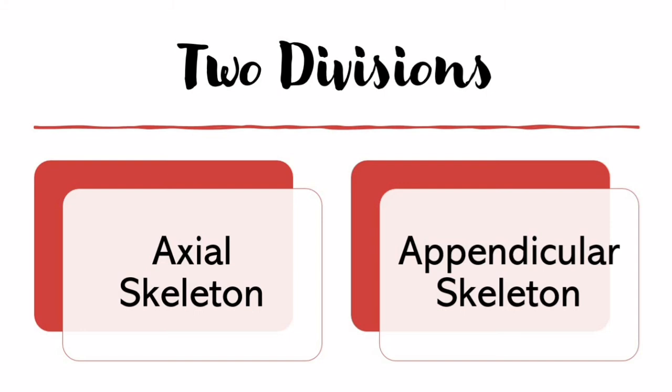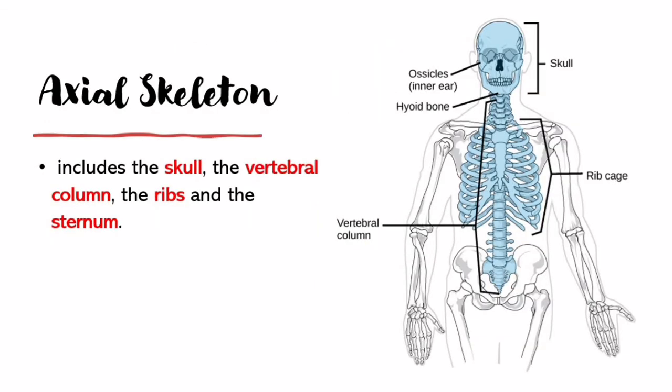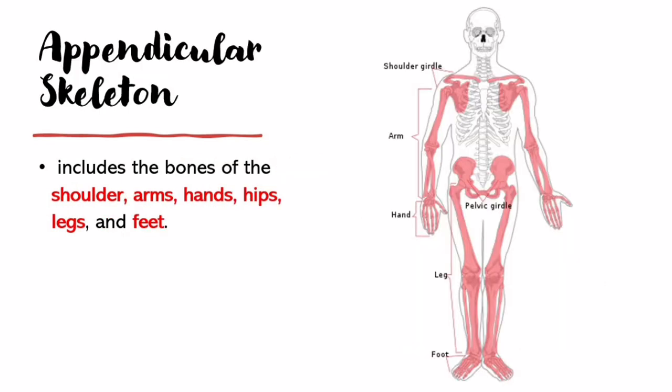And there are 2 divisions of the skeletal system, the axial skeleton and the appendicular skeleton. The axial skeleton includes the skull, the vertebral column, the ribs, and the sternum, while the appendicular skeleton includes the bones of the shoulder, arms, hands, hips, legs, and feet.